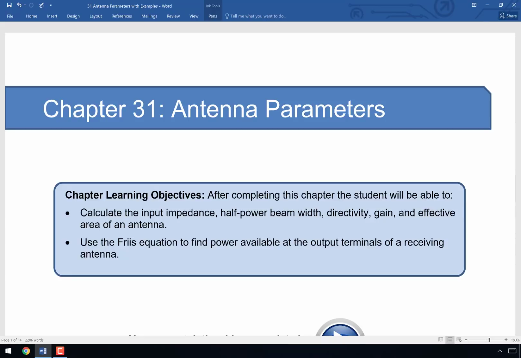Today we're going to talk about characterizing antennas, the ways in which we can identify the parameters that will describe an antenna and how we can use those parameters to perform very useful calculations. We'll talk about input impedance, half power beam width, directivity, gain, effective area, and then we'll see how we can bring all of that together using what we call the Friis equation.